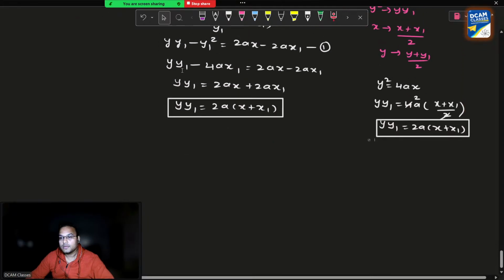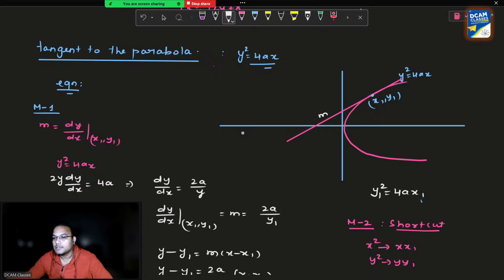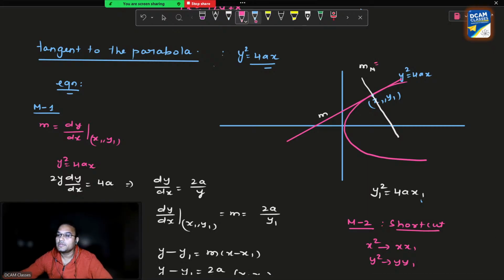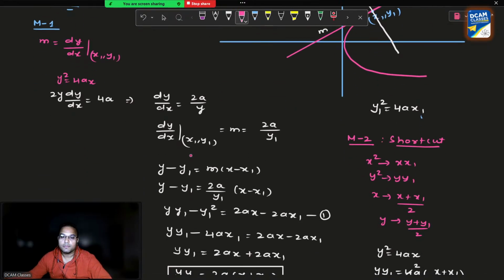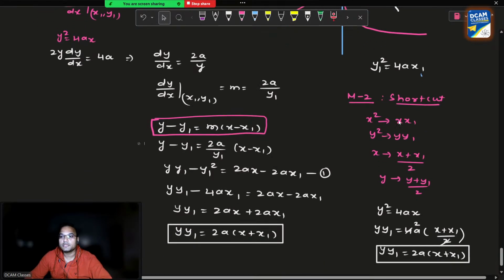Okay, now this is the equation of tangent. If you want to find out the equation of normal also, you can find it. For that, you have to find out the slope of the normal. How will you get it? Slope of normal is actually minus 1 by the slope of the tangent. Once you find out the slope of tangent, take the negative of the reciprocal of that, and then put it in point slope form, y minus y1 is equal to m into (x minus x1). You'll get the equation of normal. For normal, there is no shortcut. The shortcut is only for tangent.